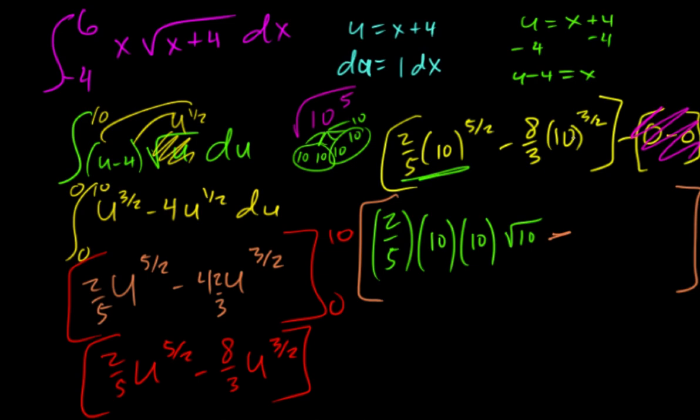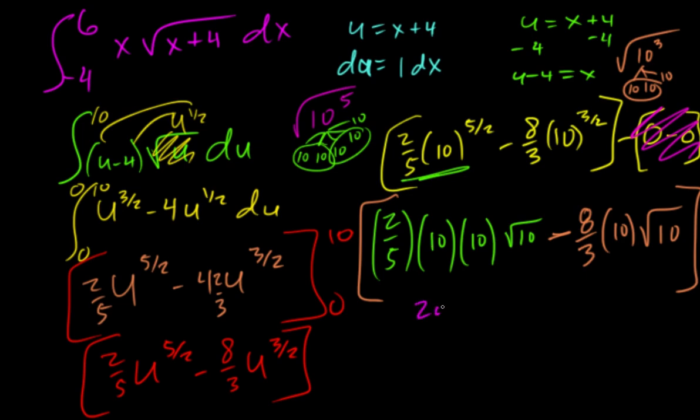Minus sign. Now 10 to the 3/2, that's 10 cubed under a square root. So that's 10, 10, 10. Pair of 10s, we can pull that out. So we have our 8/3. Pull out the 10, and then we have to leave a square root of 10. Alright, multiply all these together, we get 200 over 5 square root of 10. Then we get minus 80/3 square root of 10.